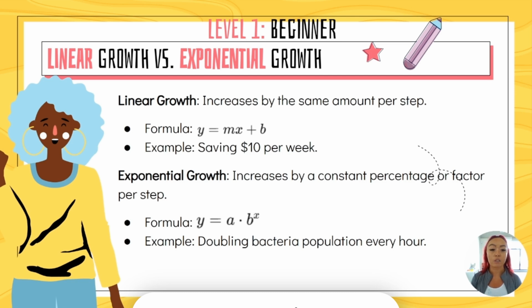Exponential growth increases by a constant percentage or factor per step. The formula would be y equals a times b to the power of x. And an example of this would be doubling a bacteria population every hour.